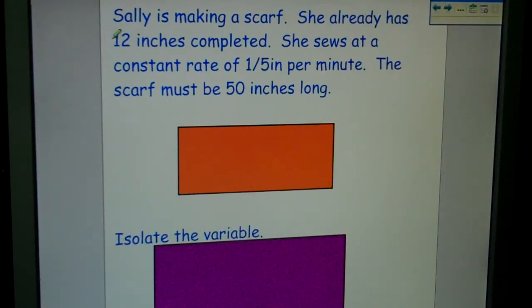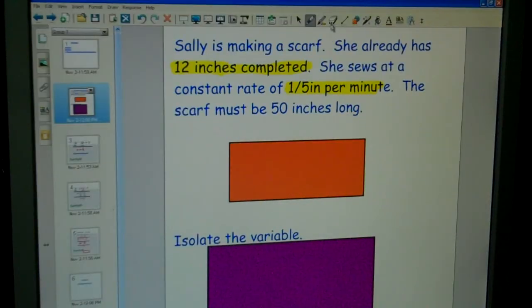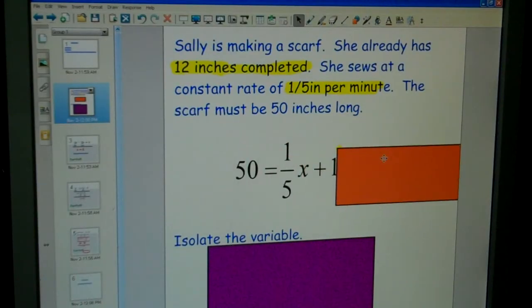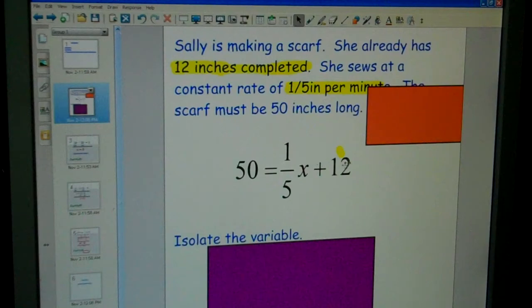She has 12 inches completed. So that means that part's already done. Okay, she's sewing at a constant rate of 1/5 per minute. Well, the per tells me that it's going to be multiplication, so there better be some multiplication in there somewhere. And the scarf must be 50 inches long. Okay, well that's the total, so it should equal that. Let's see what our equation is. And there it is. Okay, so 50 equals 1/5 x plus 12.